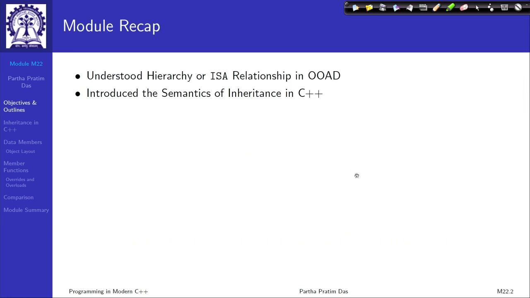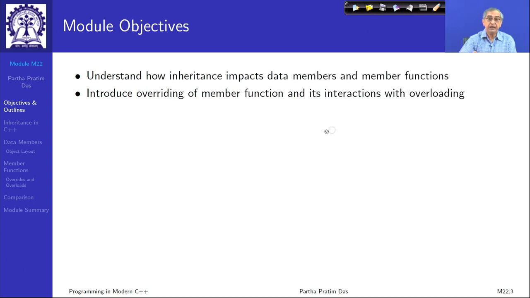In module 21, in the last module, we understood the basic concept of is-a relationship in object oriented analysis and design. We talked about various kinds of hierarchical relationships that are possible in terms of single inheritance, multi-level inheritance, hybrid inheritance and so on. And we introduced the basic semantics of inheritance in terms of C++.